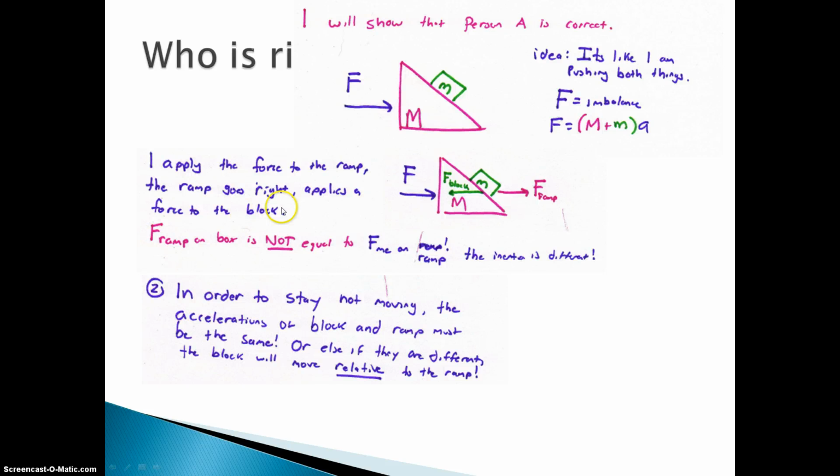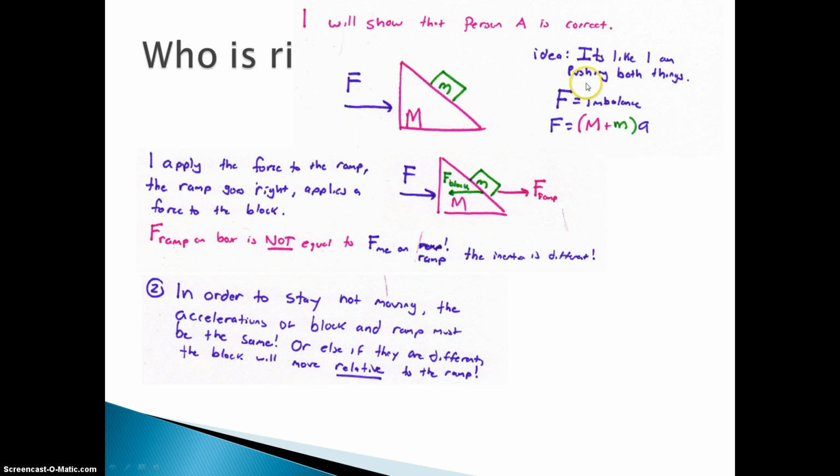Long story short, if the ramp has more acceleration than the block, that means the ramp will be going faster, which means the block is kind of like moving up the ramp. Because the ramp is moving faster, it has more acceleration, it will kind of outrace the little block. If the ramp has less acceleration than the block, then the block will be moving downhill because it'll be moving more to the right than the ramp, which means it'll slide down, down, down. So in order to keep it in place, the accelerations must be the same.